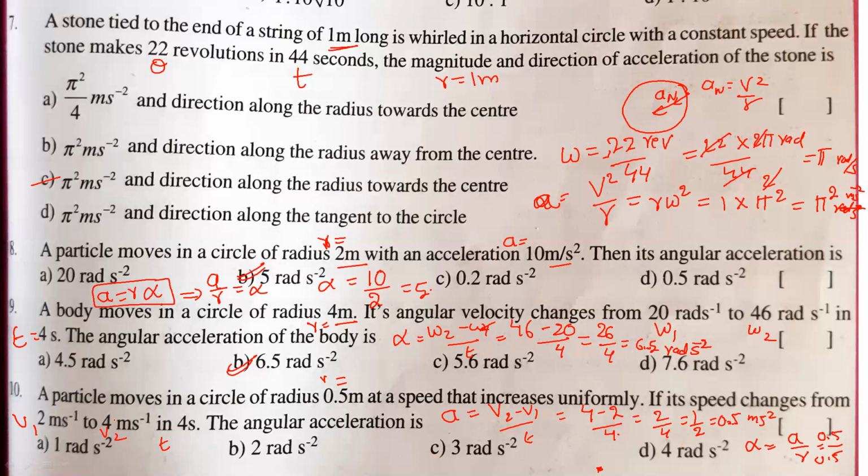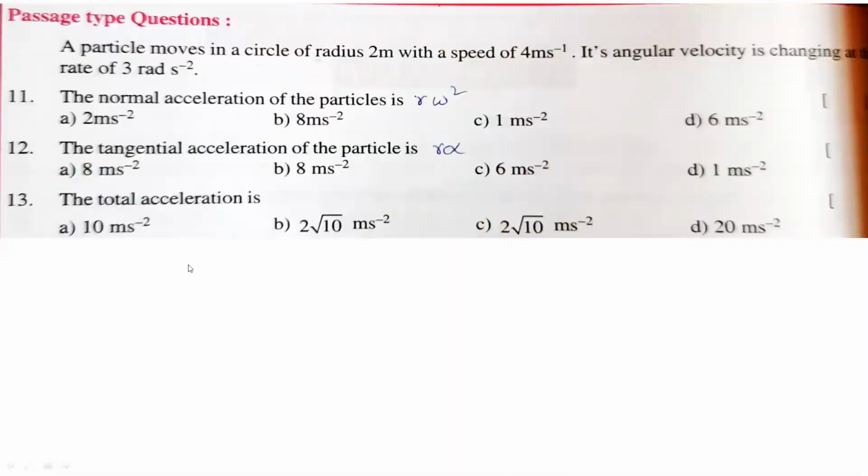Right children, for this question the answer is A, 1 radian per second square. Next question. A particle moves in a circle of radius 2 meters. The radius of the circle is given, and it is moving with a speed of 4 meters per second. Angular velocity changes at the rate of 3 radian per second square.